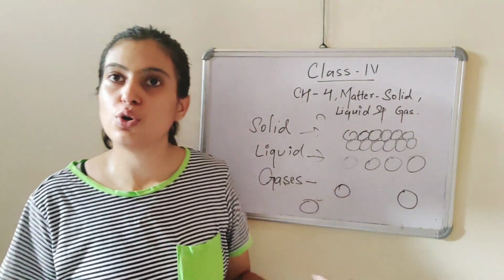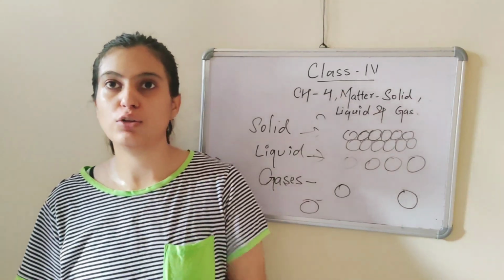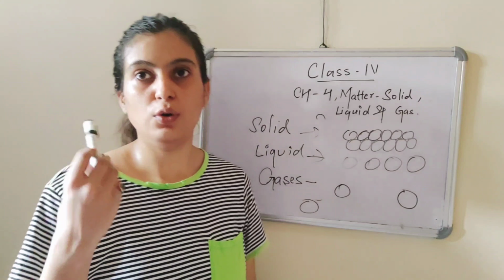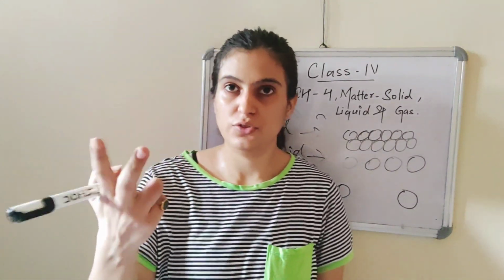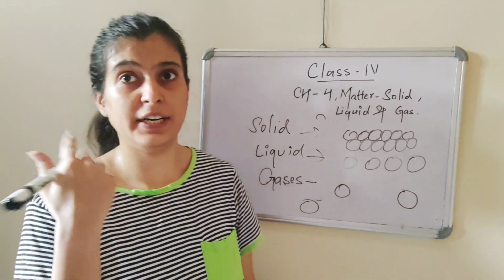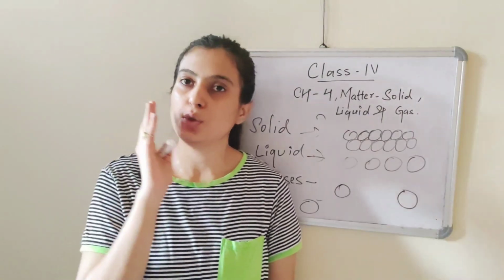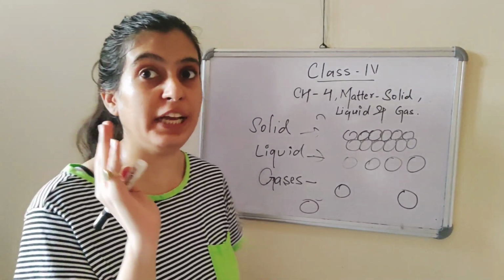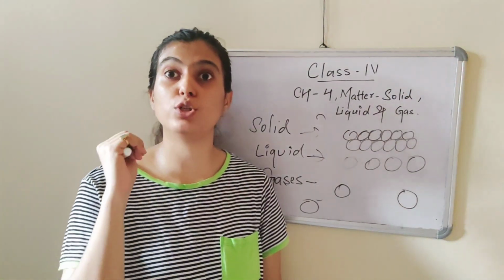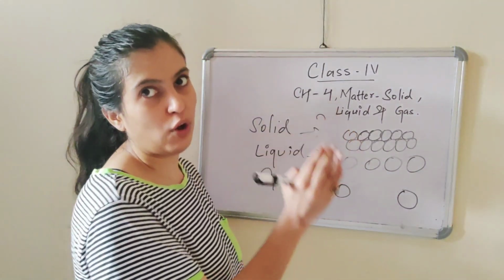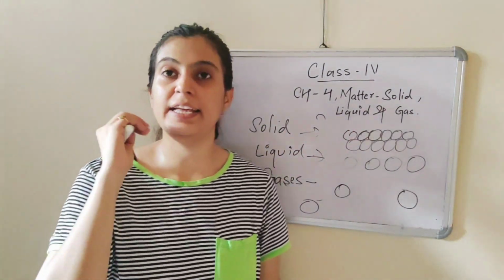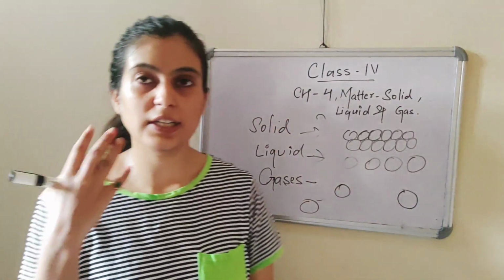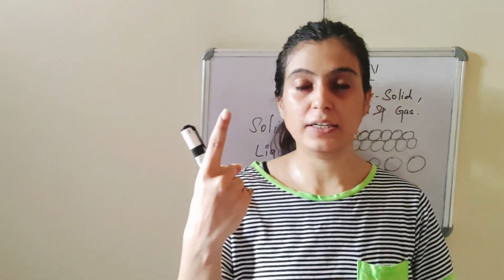Also, gases do not have any definite volume. They will fill up any container in which you fill them. So, the gases, for example, oxygen, carbon dioxide, hydrogen, air, nitrogen, all these do not have a definite volume. They do not have any definite shape. They have spaces in between them which are very large, larger than in solids and liquids, and they have the ability to flow.